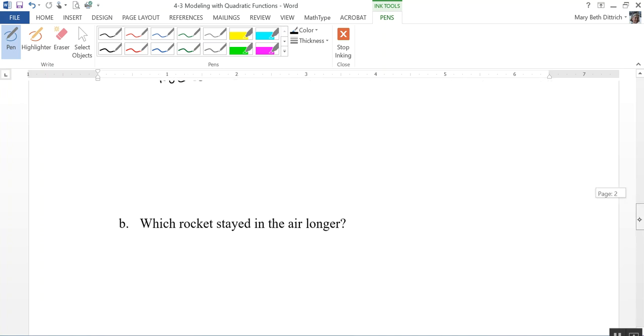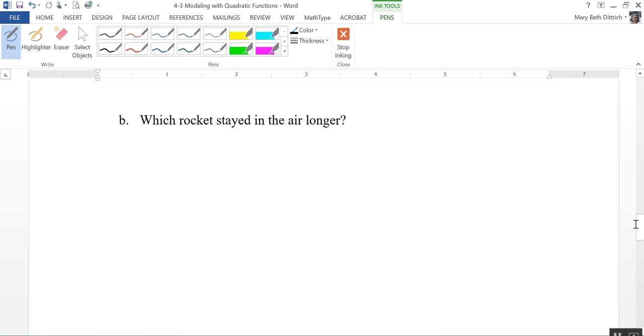Next question. Which rockets stayed in the air longer? Well, as we saw from the graph of rocket number 2, when it took off at time equal to 0, it reached its maximum height at 6 seconds, and then hit the ground 12 seconds later. So rocket number 2 stayed in the air for 12 seconds.